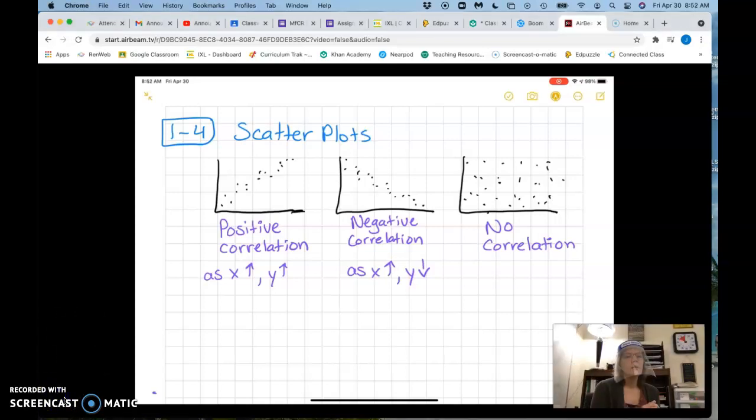Okay, so let's do a couple more examples. What is the relationship between the amount of time you study and the grade you earn on the test? So the more you study, okay, so what kind of a relationship is that? Positive relationship, good. And what about your age and your eye color? No correlation at all, okay? So that's all for the test, and let me know if you have any questions.